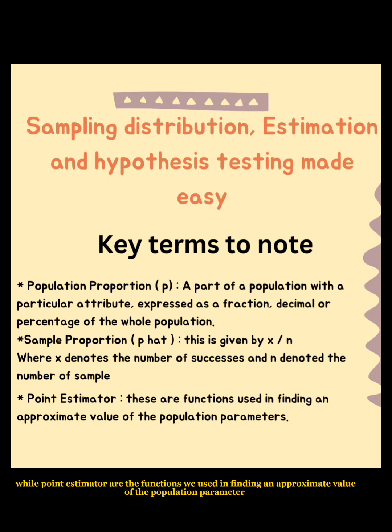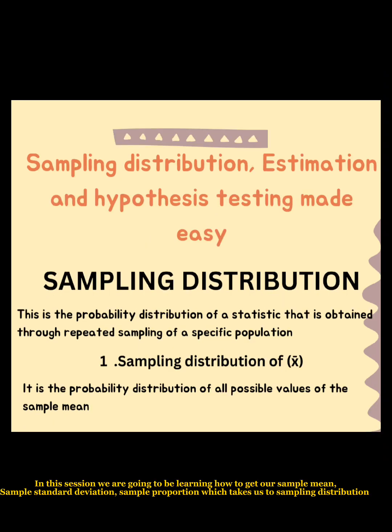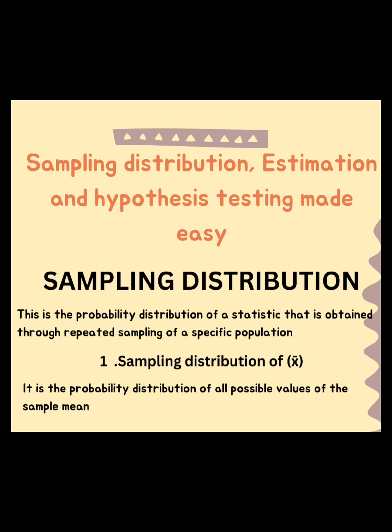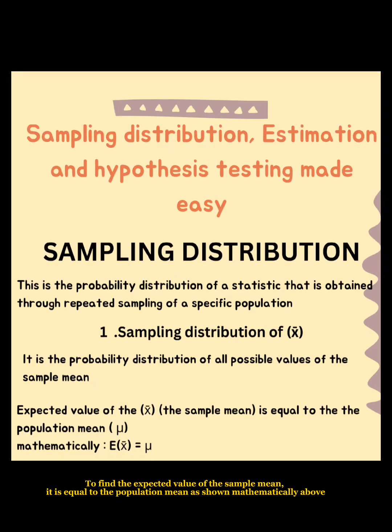While point estimators are the functions we use in finding an approximate value of the population parameter. In this session we are going to be learning how to get our sample mean, sample standard deviation, and sample proportion, which takes us to sampling distribution. It is the probability distribution of a statistic that is obtained through repeated sampling of a specific part of the population. Let's move on to the sampling distribution of the sample mean. It is the probability distribution of all the possible values of the sample mean. The expected value of the sample mean is equal to the population mean, as shown mathematically above.